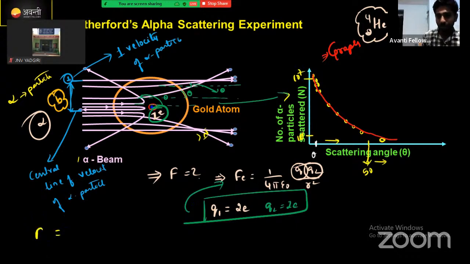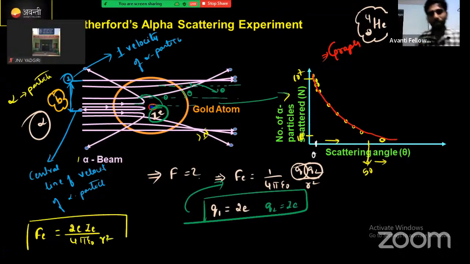Fe is equal to 1 by 4 pi epsilon naught into Q1 Q2, means it is nothing but Q1 is 2e and Q2 is Ze, divided by, don't forget to write the value of R square. Okay, this is the force which exists between an alpha particle and the nucleus of this gold atom. Is it clear? Let me know through the chat box quickly.